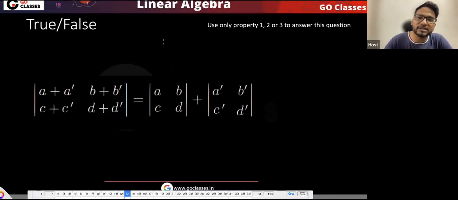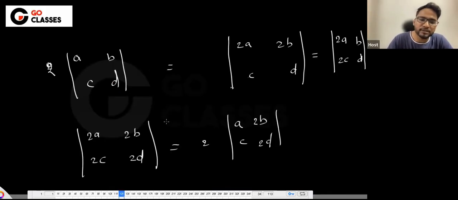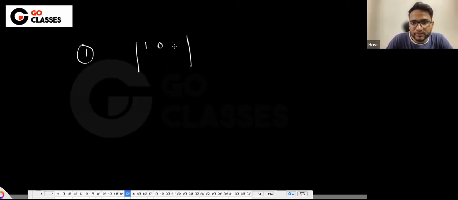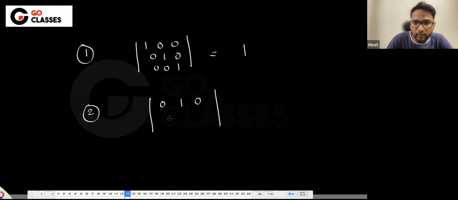Okay, tell me if this is true or false just based on 3 properties. So what are those 3 properties that we have seen? First property is that the determinant of the identity matrix, which looks like this, is 1. If you exchange any row or any column, maybe let me exchange a row in the above matrix, then the sign of the determinant will change. So it will be -1.